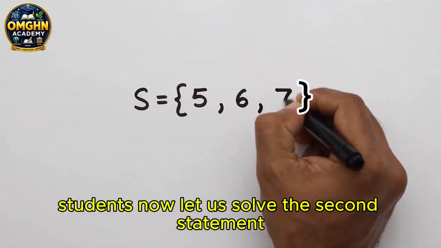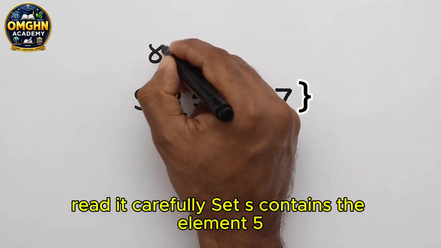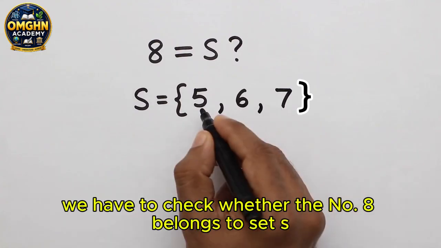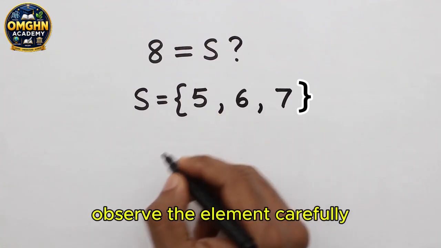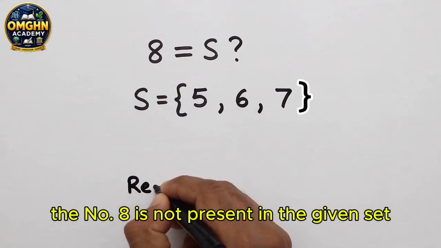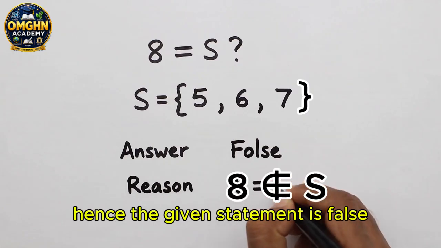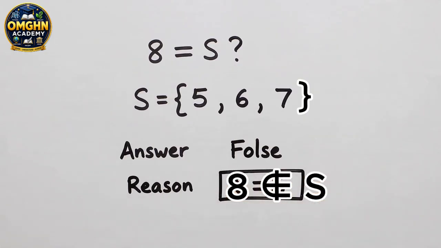Students, now let us solve the second statement. Read it carefully. Set S contains the elements 5, 6 and 7. We have to check whether the number 8 belongs to set S. Observe the elements carefully. The number 8 is not present in the given set. Therefore, 8 does not belong to the set S. Hence, the given statement is false.